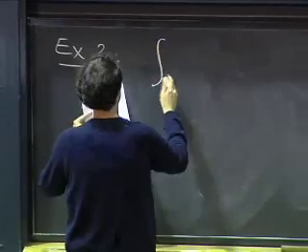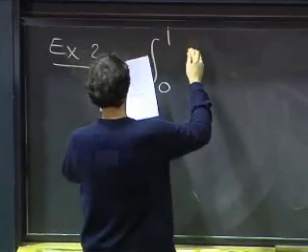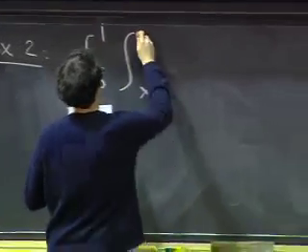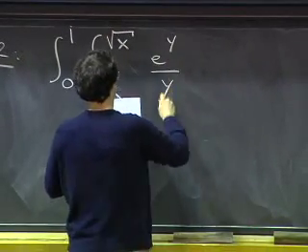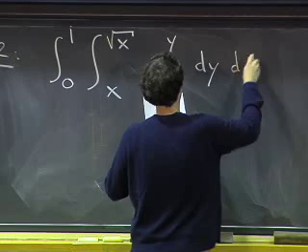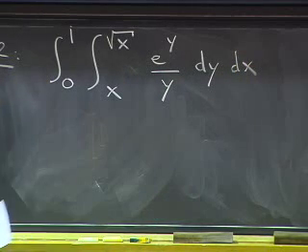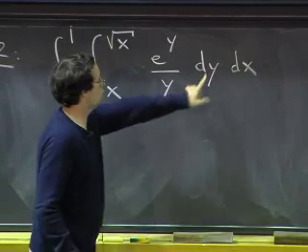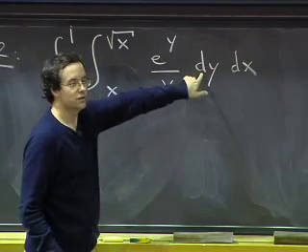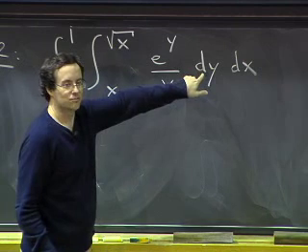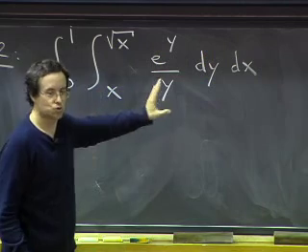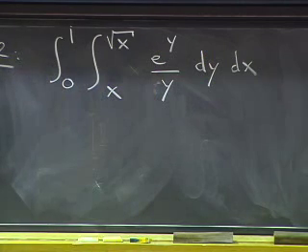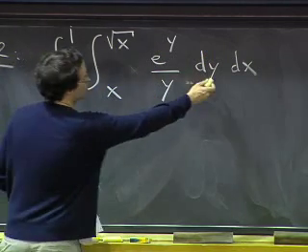Let's say that I want to compute the integral from 0 to 1 of the integral from x to square root of x of e to the y over y dy dx. So why did I choose this one? I chose it because, as far as I can tell, there's no way to integrate e to the y over y. So this is an integral that you cannot compute this way. It's a good example for why this can be useful. If you do it this way, you're stuck immediately.